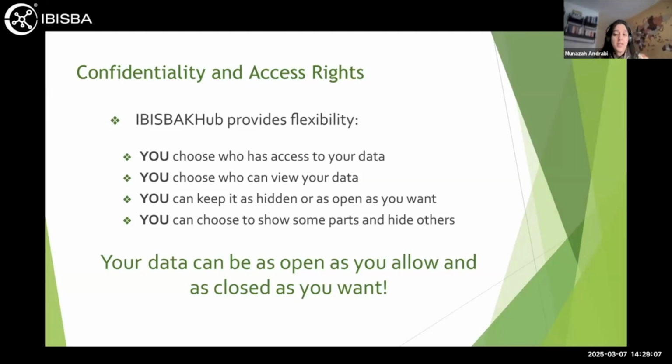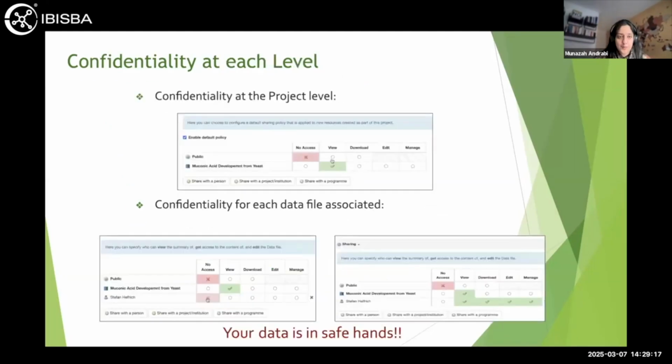You can keep it hidden, you can keep it open, or you can even choose to show some parts of it and keep the other parts hidden. So your data can be as open as you allow and as closed as you want. As I said here, there is confidentiality at each level. If you want to show the project and just give general information, then you can choose that the public can view it. Or if you don't want to, you can keep no access.